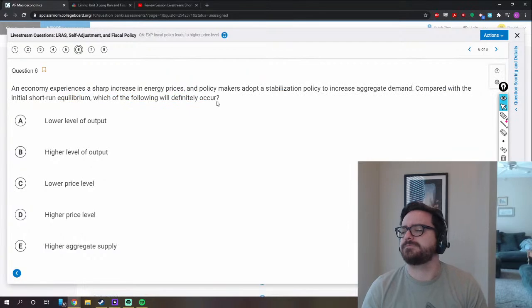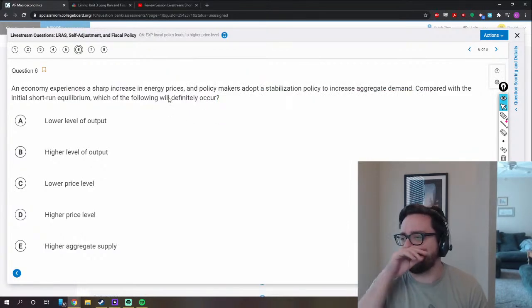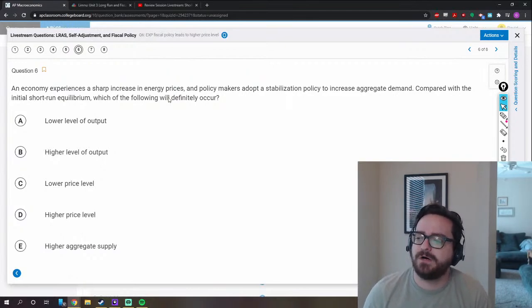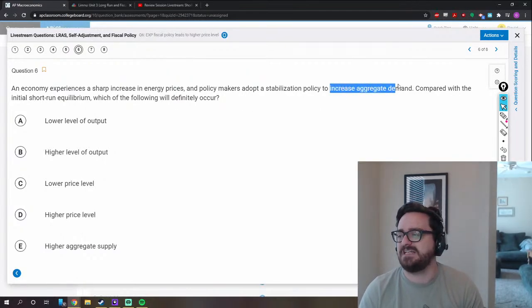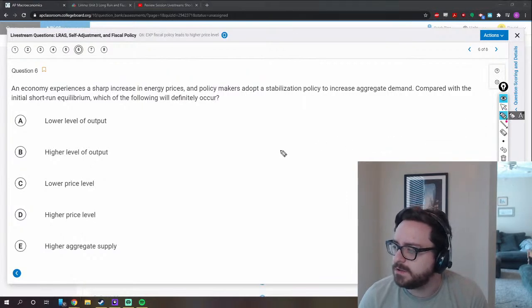Okay. So back to 6. An economy experiences a sharp increase in energy prices and policymakers adopt a stabilization policy to increase aggregate demand. I like that they're telling me what's going to happen. That makes me feel good. Compared with the initial short-run equilibrium, which of the following will definitely occur.